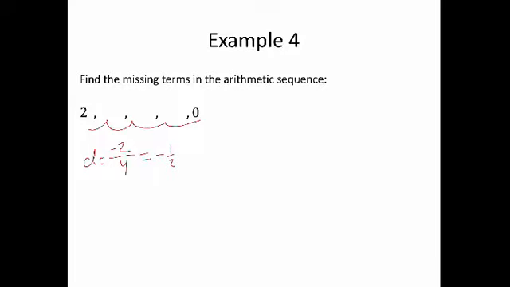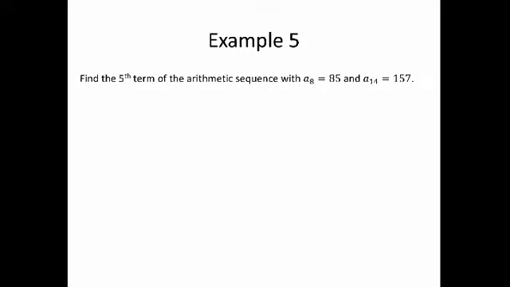So to go from 2 down to the next one, we're going to subtract a half. So we're at 1.5, subtract a half, we're at 1, subtract another half, we're at 0.5, subtract another half, we're at 0. Now, that's great when you have the first and last terms of a sequence. It's not as easy if you're talking about the middle of a sequence.